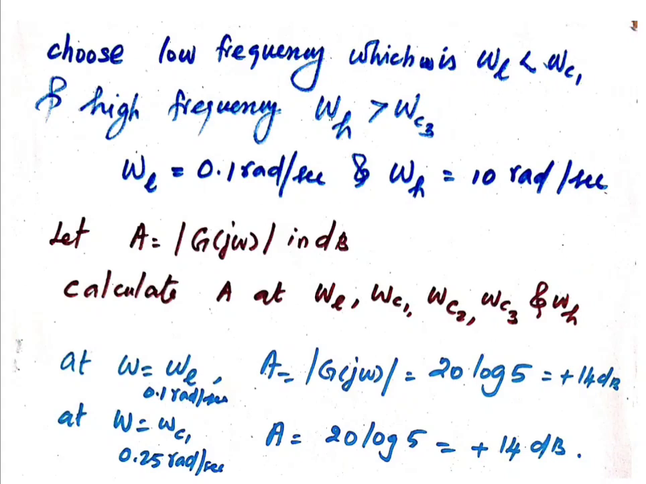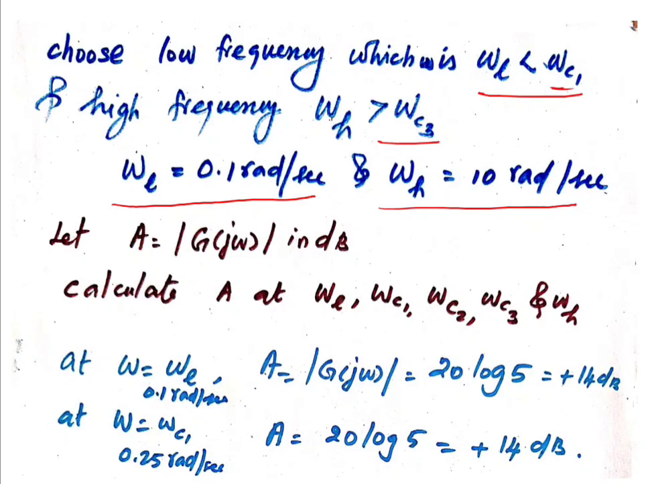Next, we have to find the gain for this set of frequencies. In addition to that, we have to take a low and a high frequency, and they must satisfy the condition that the low frequency must be less than the first corner frequency, that is omega c1, and the high frequency should be greater than the last corner frequency, that is omega c3. For this case, we have taken the low frequency as 0.1 radian per second and the high frequency as 10 radians per second.